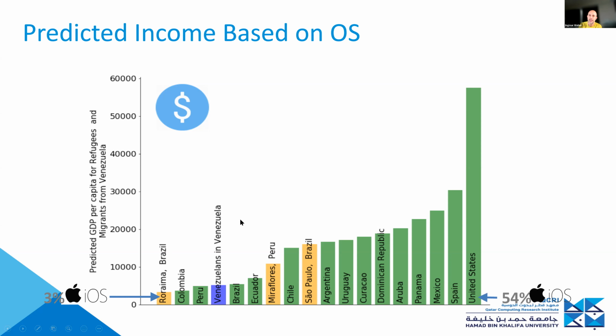At the other end of the scale, you have people who make it all the way to the United States, and among them, actually, the majority, 54%, use iOS devices. So this induces an order from likely to be poor to likely to be rich. Now, when it comes to this Y estimate, labeled as predicted GDP per capita, we're training a model to predict country-level GDP.